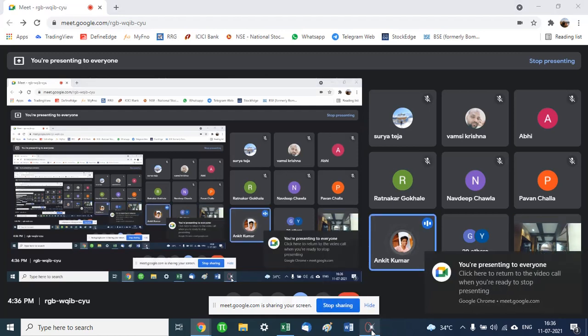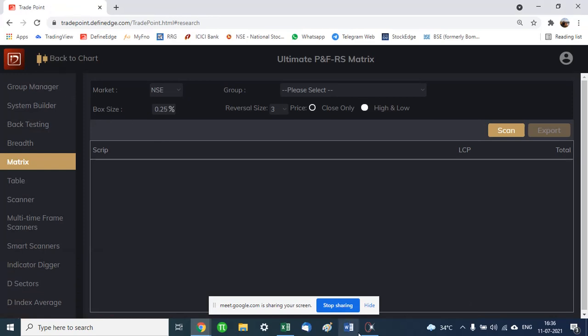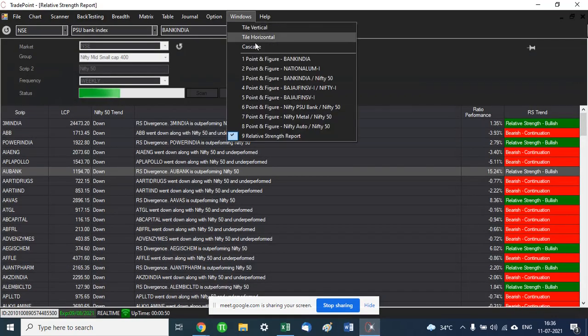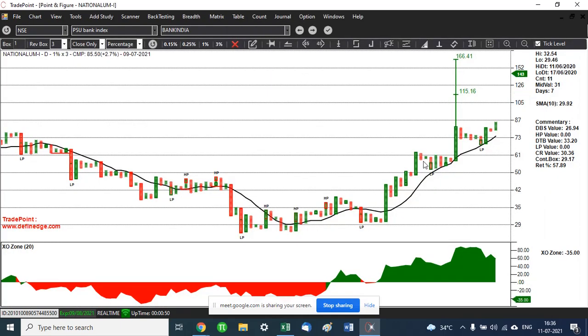Sir, can you explain high pole and low pole again? High pole and low pole, sure. High pole and low pole are nothing but significant tops and bottoms. For example, Nalco. When you see here, actually this is generated by the software by itself. It's nothing that we have to do.